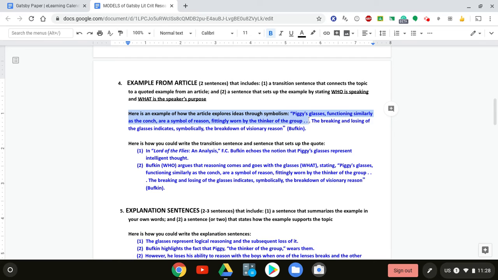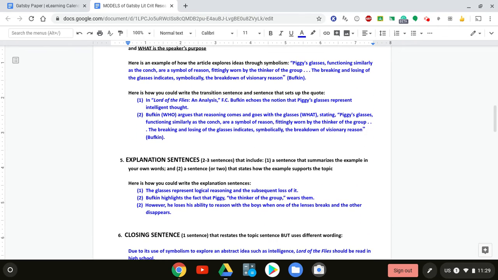Piggy's glasses, functioning similarly as the conch, are a symbol of reason, fittingly worn by the thinker of the group. The breaking and losing of the glasses indicates symbolically the breakdown of visionary reason. And that is a quote from the Bufkin article. So you would have a quote from your article that you found that uses that idea.